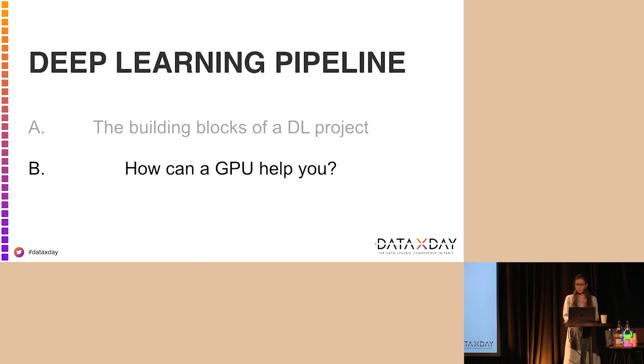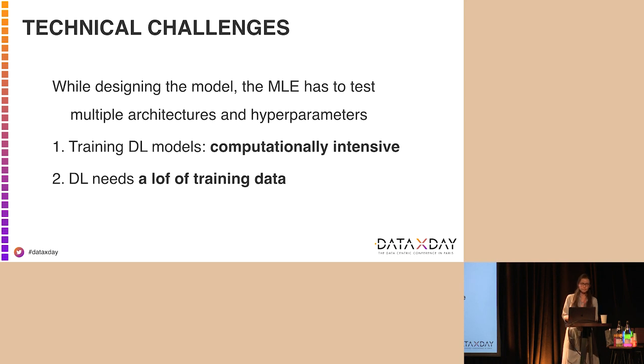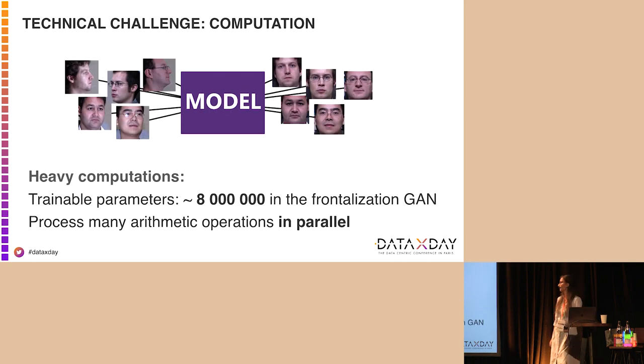Now, I mentioned GPUs already, so now I will just explain exactly why they're better than CPUs for deep learning. So first of all, when designing the model, as we know from the previous talk, where it was explained very nicely, we have to test multiple architectures and sets of hyperparameters, just to see which one is better. Now, each time we do it, training deployment models is very computationally intensive because there are so many trainable parameters. And also, deep learning typically needs a lot of training data for the same reason, that there are so many trainable parameters. So we'll look at these two challenges separately, starting with the computation one.